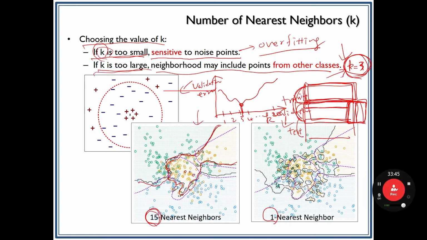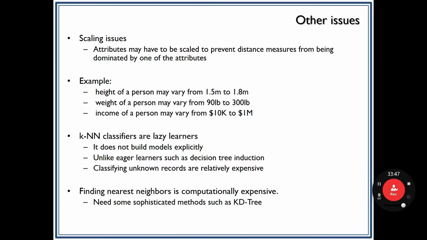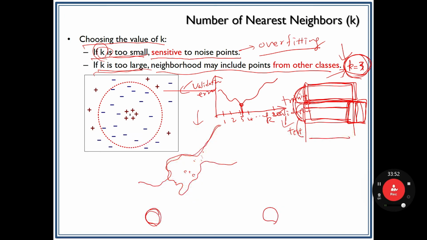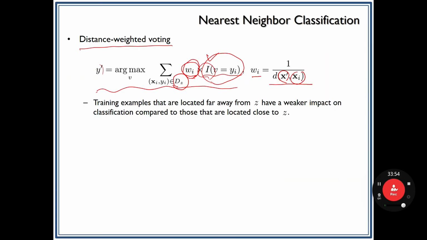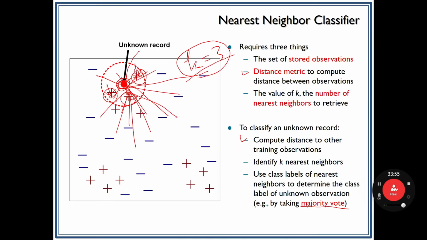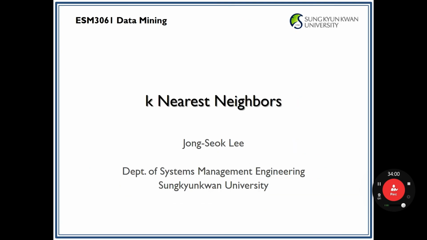Okay, everything is clear? There's nothing difficult in the k nearest neighbor classification. The algorithm is very simple, and what you really need to take care of is the value of k.